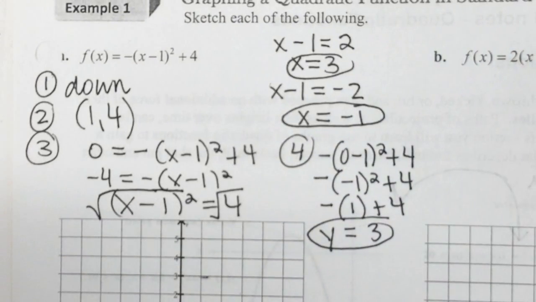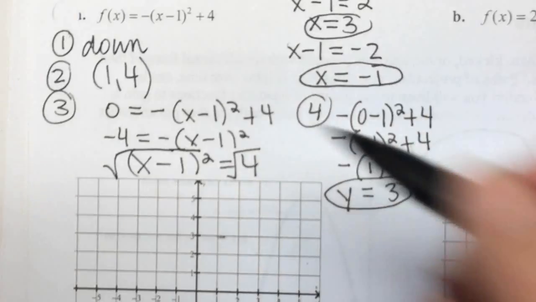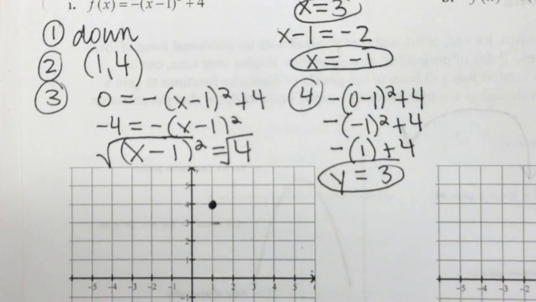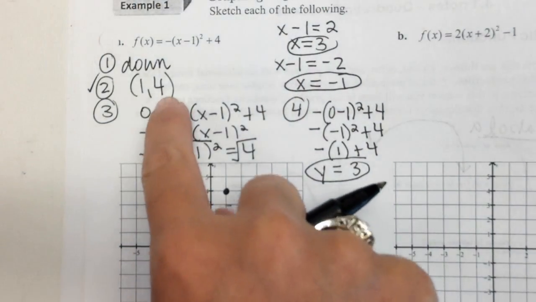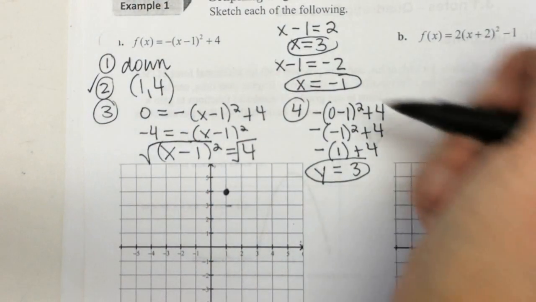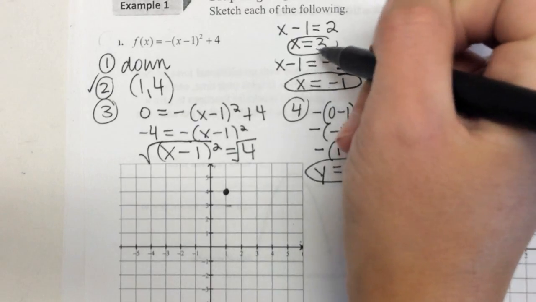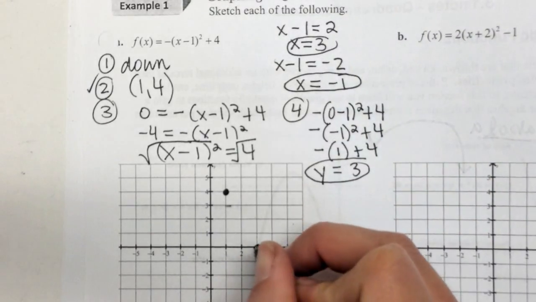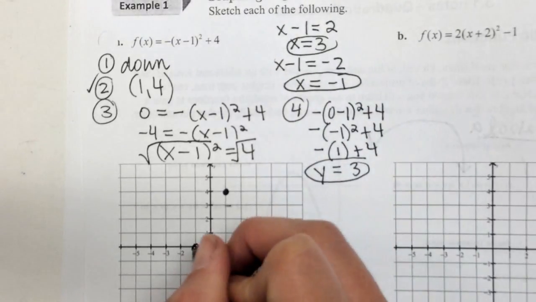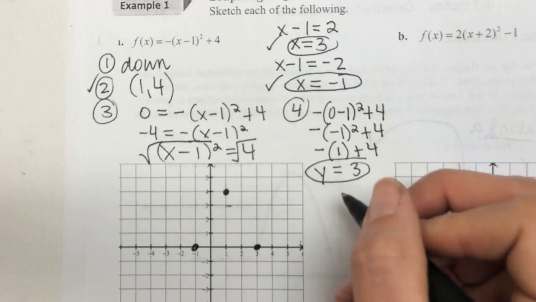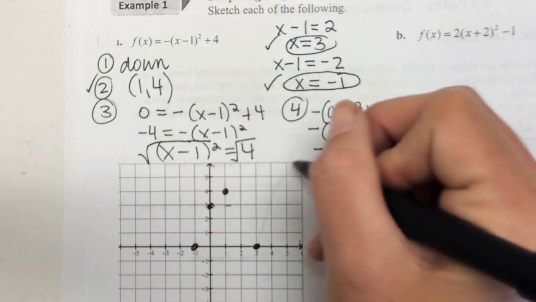Okay. So first, let's graph 1, 4 on your graph. That's this point, 1, 4. And then when it says x equals 3 and negative 1, that's on your x-axis. So where x is 3, that's right here. Where x is negative 1, that's right here. Where y is 3, that's on your y-axis.